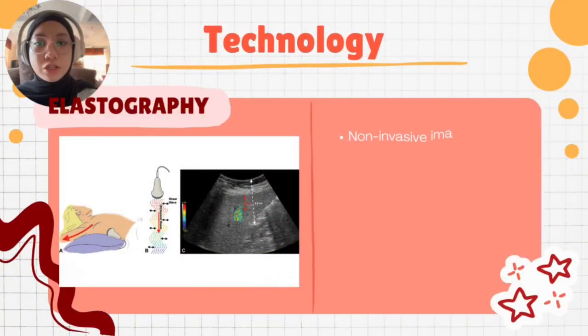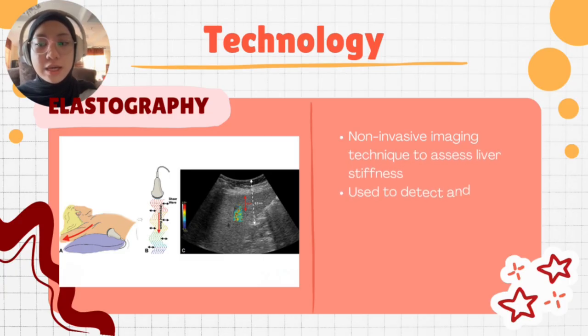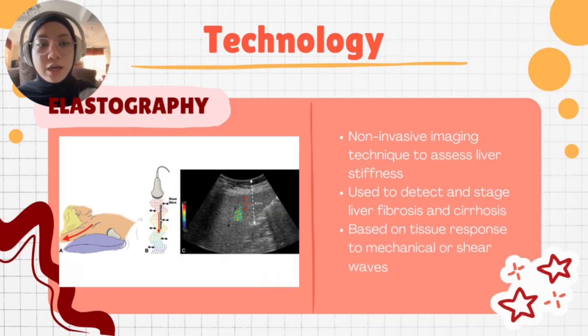Now, let's move on to the technology that is used to diagnose liver disease. As we all know, modern technology has improved the diagnosis of liver disease. Elastography is a non-invasive imaging technique that measures liver stiffness that often correlates with fibrosis, which is one of the symptoms and clinical features of liver cirrhosis.